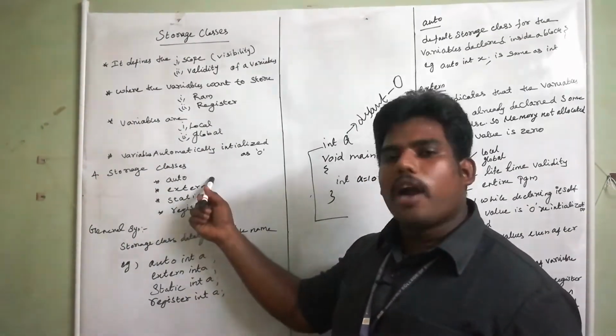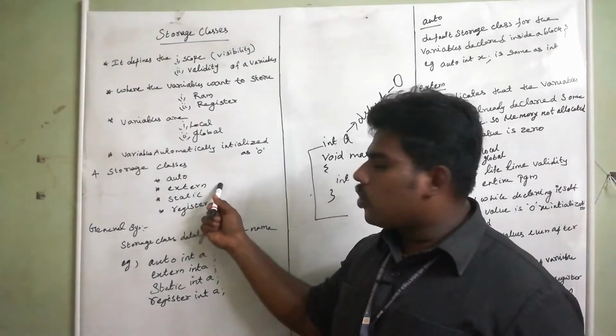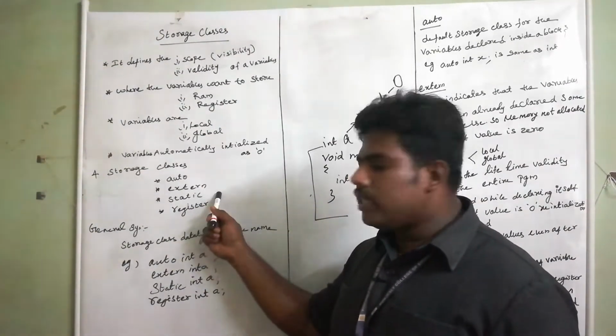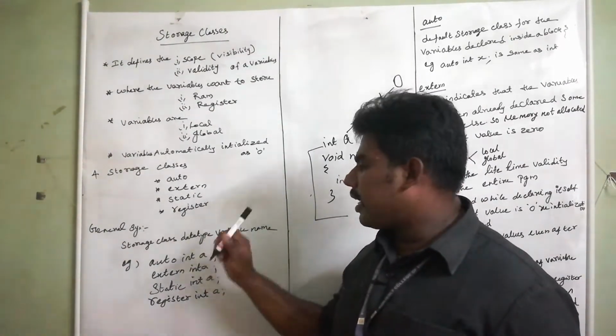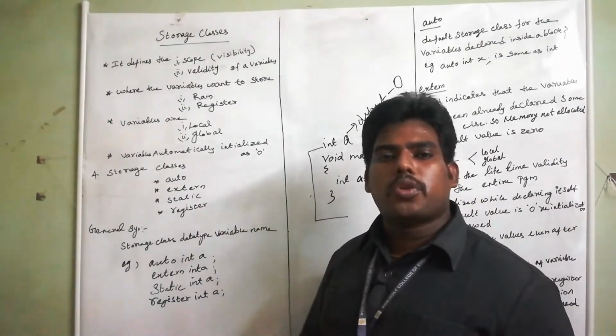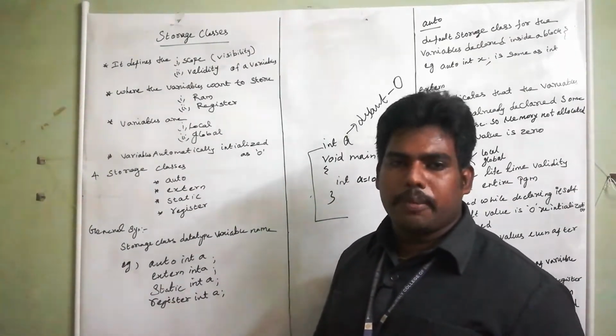The first one is auto. Then second one is extern. Third one is static. Fourth one is register. These are the 4 storage classes present in your C program.